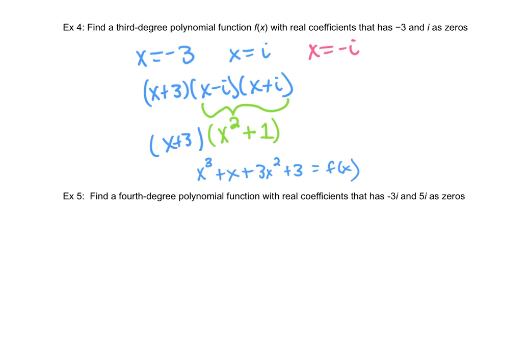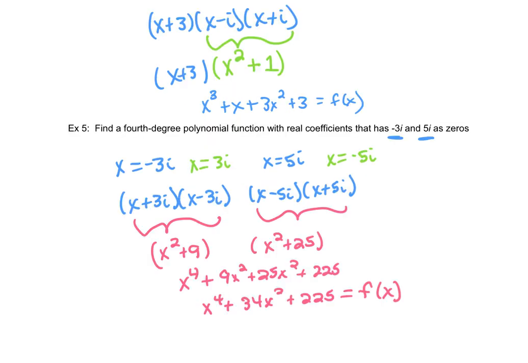Think about how I set this up. I have -3i, so think about what else is a solution, and 5i, think about what else is a solution. Okay, so if x equals -3i is a solution, then we know 3i is a solution. If x equals 5i is a solution, we know -5i is too. So then we get all of those factors.